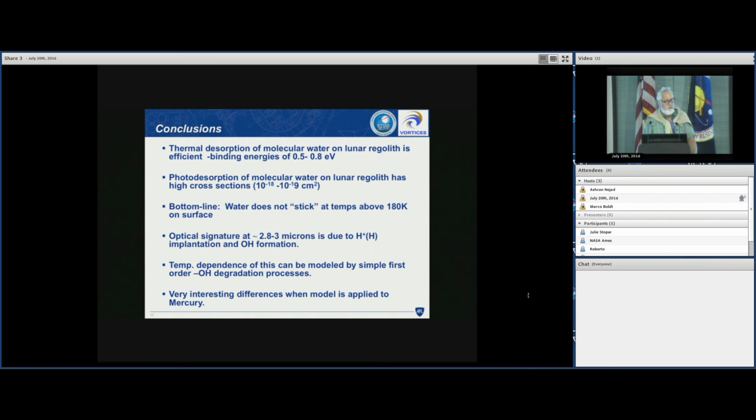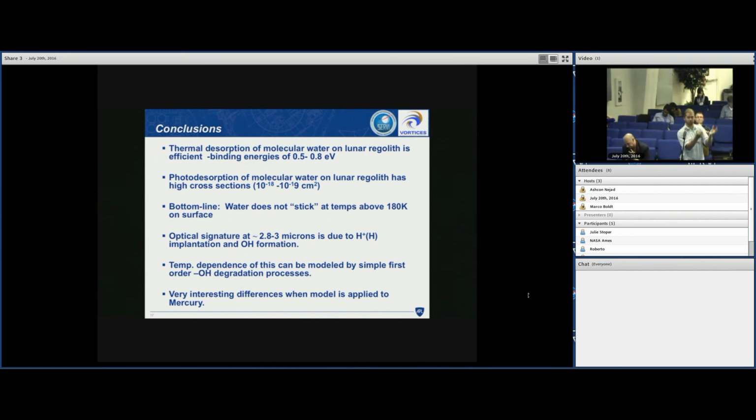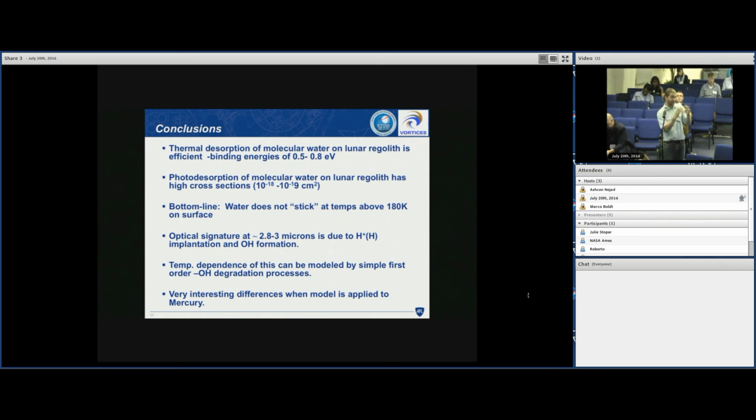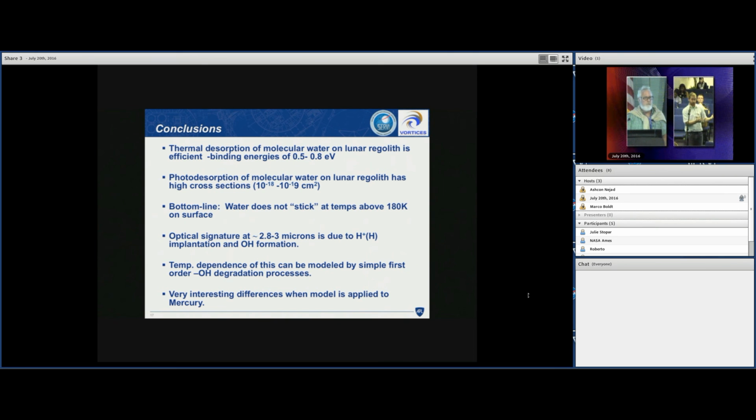Why in the returned lunar samples we don't see these hydroxyls in the rims of the lunar grains? Maybe this is because we collected these samples from the lunar equator, and these loss terms can explain that. So do you think if we collected samples from higher latitudes that we would be able to see hydroxyl in the rims around the lunar grains?